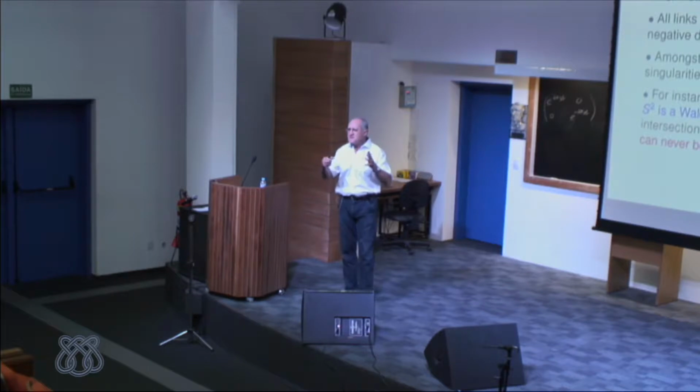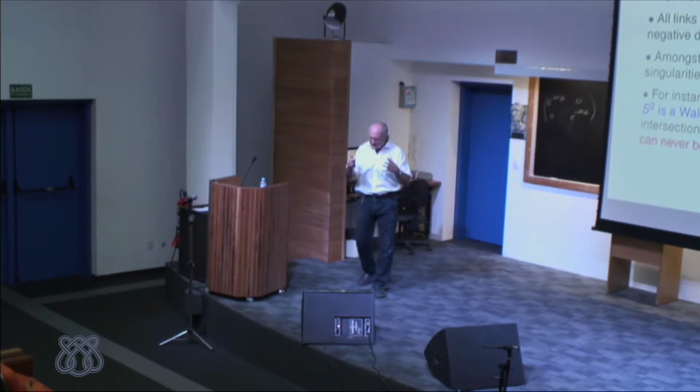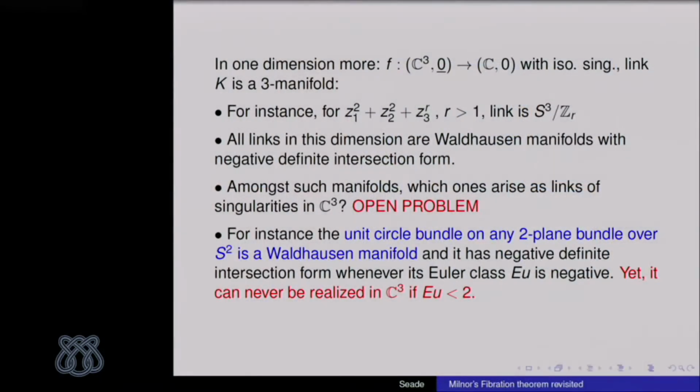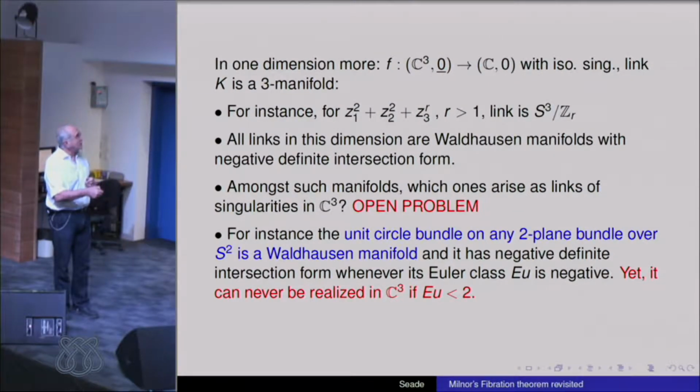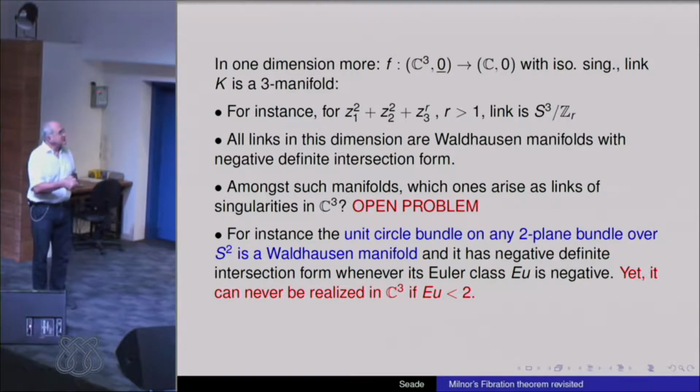And like that, you have many, many beautiful examples, in dimension 3 and in higher dimensions. In particular, in dimension 3, it's known that all the links of singularities are of a special class of manifolds, which are called Waldhausen manifolds, a very important class of 3-manifolds. Each Waldhausen manifold has an associated intersection form. I will not come into details. But the manifolds coming from singularities are all Waldhausen manifolds with negative definite intersection form.